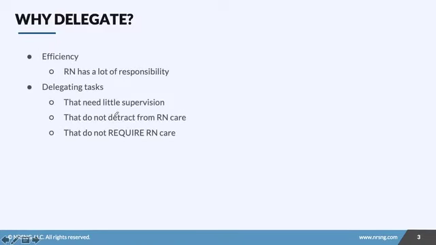All right, why do we delegate? What's the purpose of delegation? Well, first of all, it's efficiency. We really have a finite amount of time during a shift. We have 12 hours. There's so much to do. There's a million things to do. So delegating helps the RN to get everything done that needs to be done during a shift. RNs must use their time as efficiently as possible.